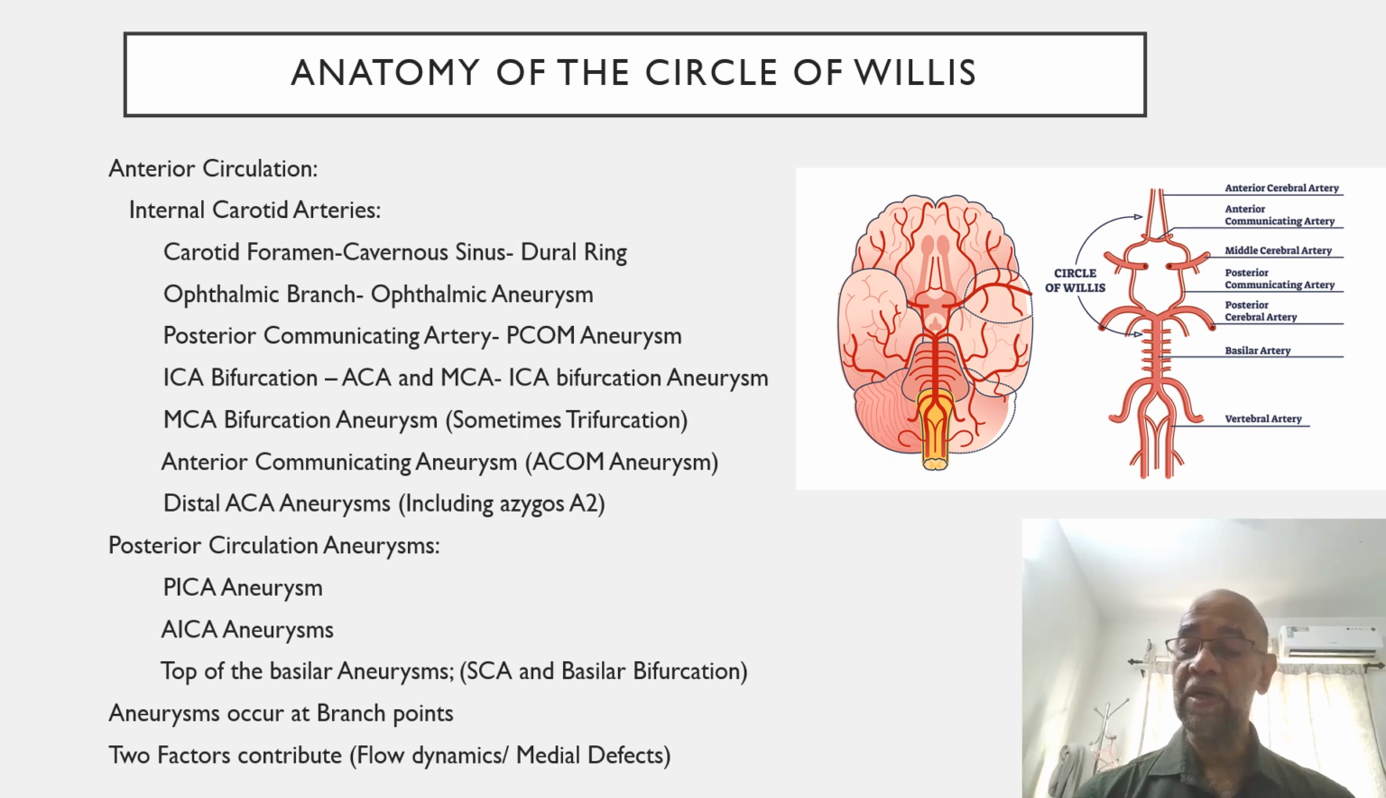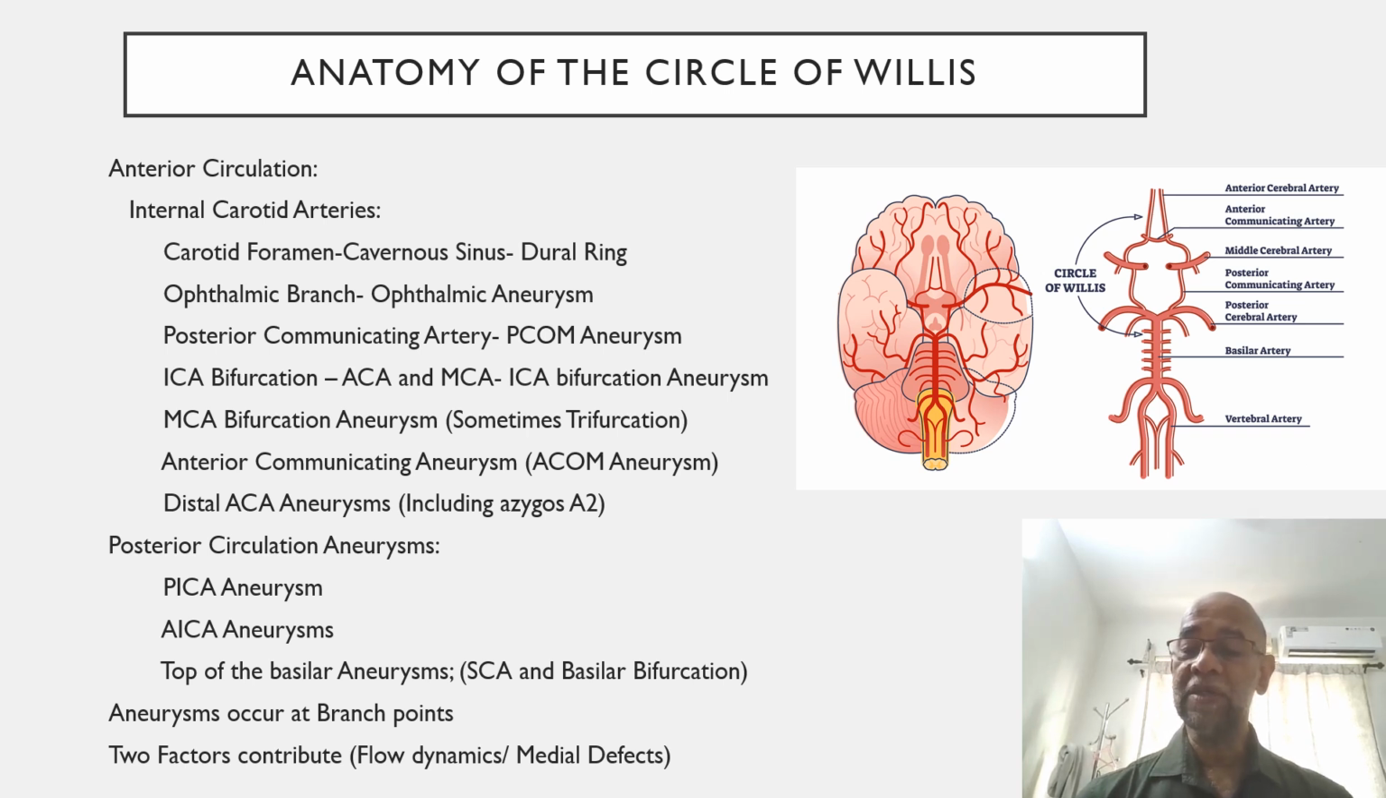The middle cerebral artery supplies the lateral aspect of the cerebral hemisphere. It divides into temporal and frontal branches and sometimes into a trifurcation. And at the MCA bifurcation or trifurcation, you can have an MCA bifurcation or trifurcation aneurysm.